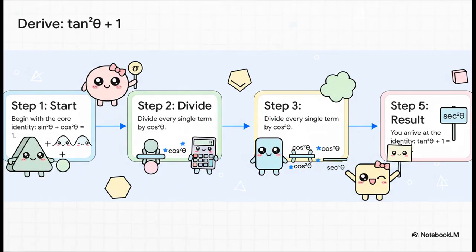Okay, so we start with our main guy, sine squared plus cosine squared equals 1. Now let's just divide everything, every single piece, by cosine squared. So sine squared over cosine squared, that's tangent squared. Cosine squared over itself, that's just 1. And 1 over cosine squared, that's the definition of secant squared. And boom, just like that, there's our second identity.